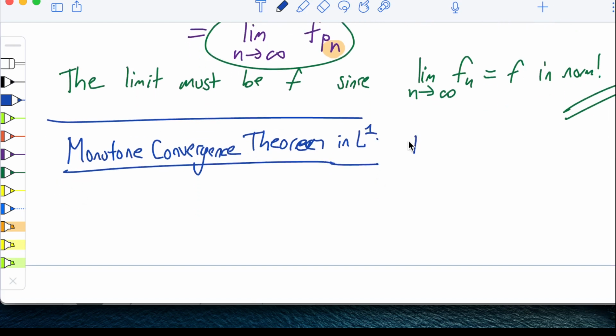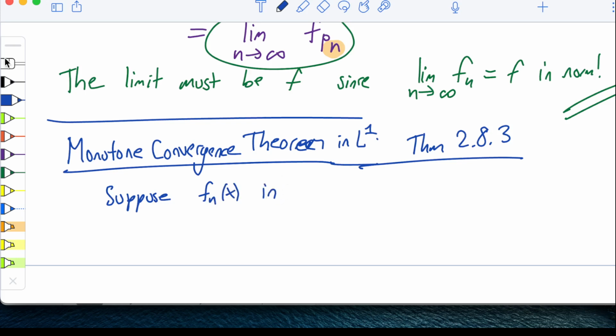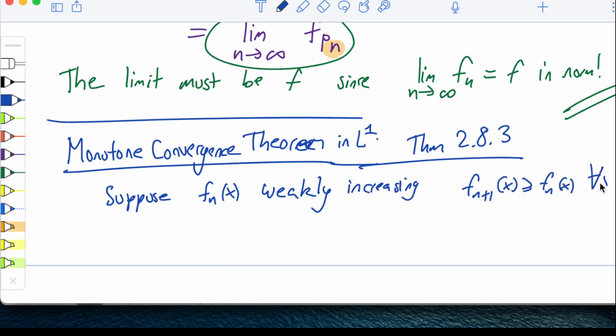And this is theorem 2.8.3. Okay, so suppose fn of x is increasing. I should say weakly increasing. The textbook, of course, says non-decreasing, which I can't get my head around. Weakly increasing means fn plus 1 of x is greater than or equal to fn of x for all x. That's one condition. So they're going up. It could be flat. That's why it's weakly, but they're going up.